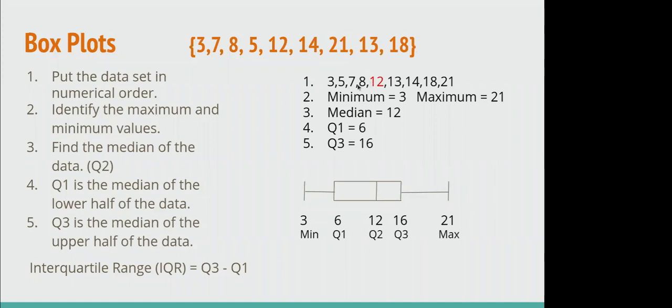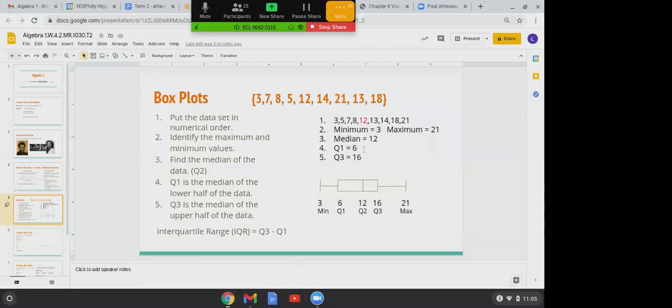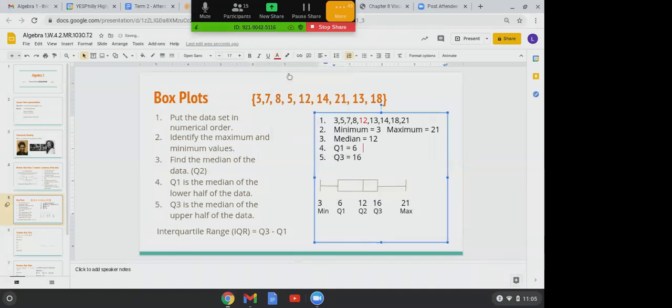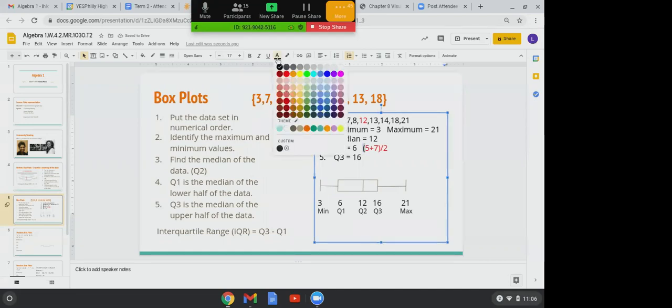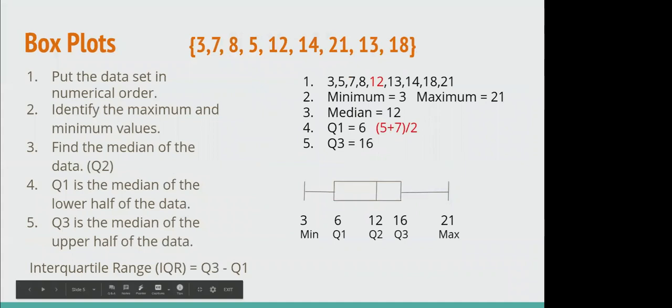How many numbers? Yes. So, ladies and gents, when you have an even number of terms, you take the average of the middle 2. So you add the middle 2 and divide by 2. So to find the middle of the lower end, we added the middle 2, 5 and 7, and divided by 2. 5 plus 7 gave 12. 12 divided by 2 gave 6. So that is the middle of the lower end.